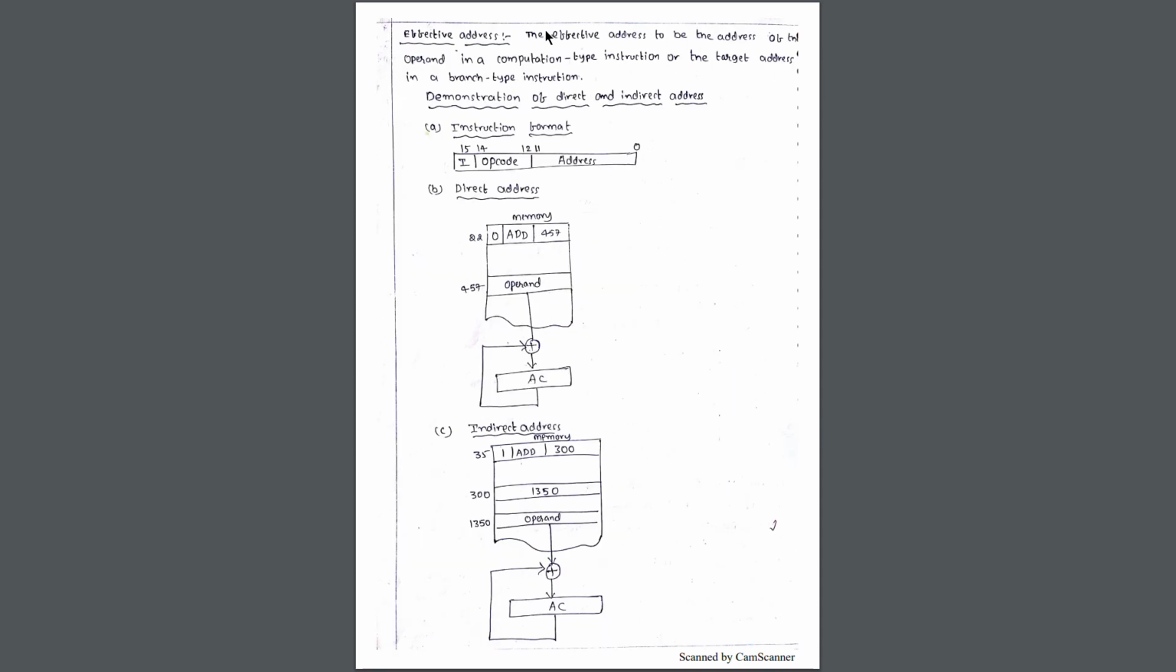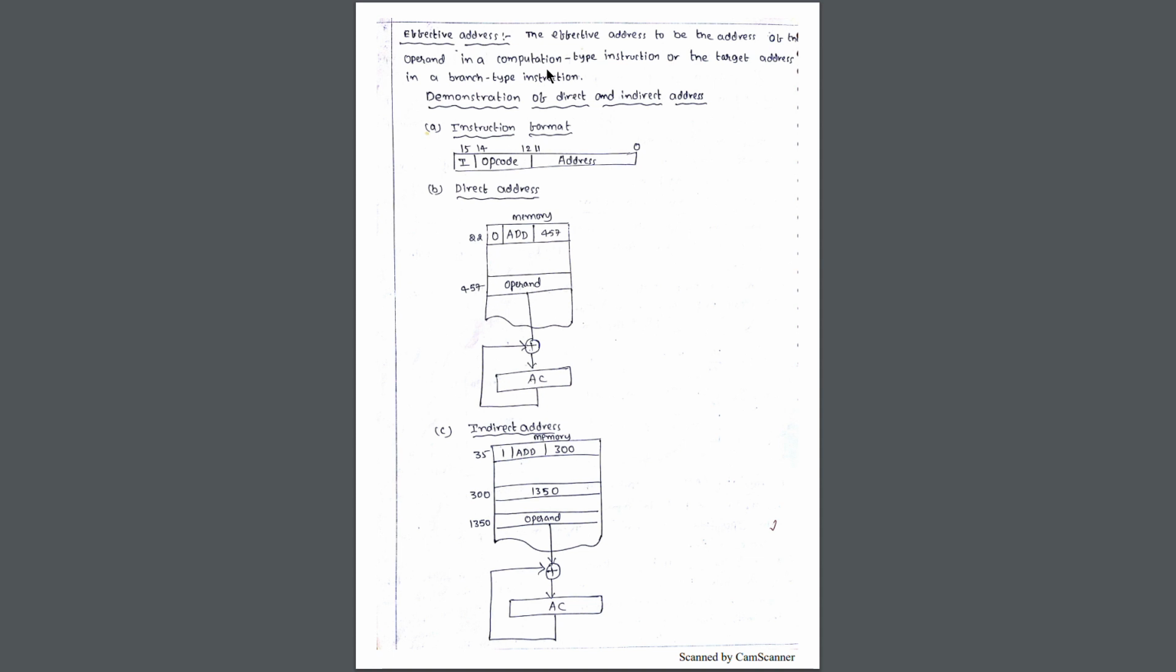Effective address. The effective address is the address of the operand in a computation type instruction, or the target address in a branch type instruction. The effective address is the best way of using the address, or the target address, in the branch type instruction. This is used so that we can easily get into it.